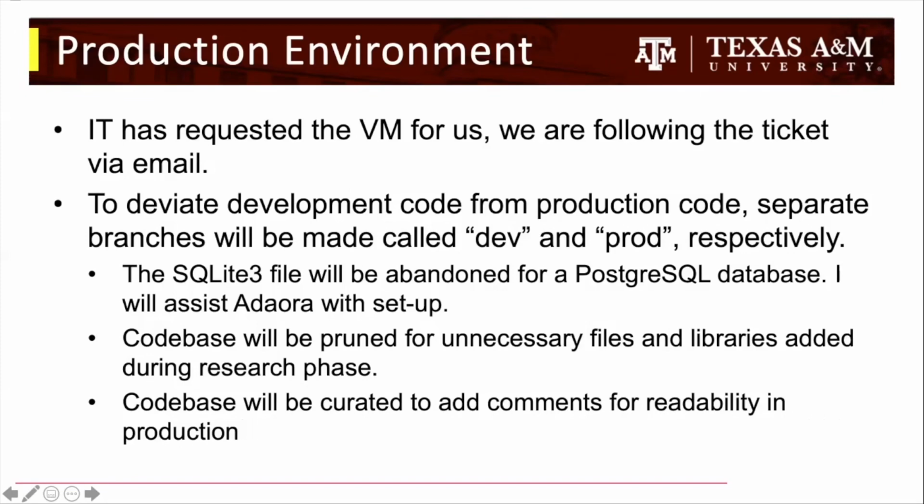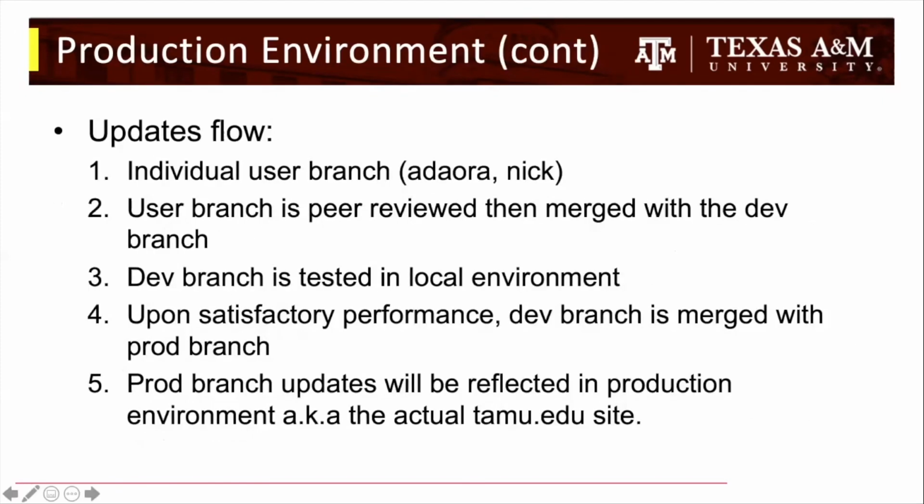So in terms of how we're going to be able to push code to the production environment, things are going to start off our individual user branch. So my branch is Nick, Adora's is Adora. So I push to my branch. That branch is peer reviewed by Adora, and then we merge that branch with the dev branch. The dev branch is tested in a local environment, and upon satisfactory performance, the dev branch is merged with the production branch, and those changes are reflected on the actual production environment, aka the actual tmu.edu site that IT gives us.